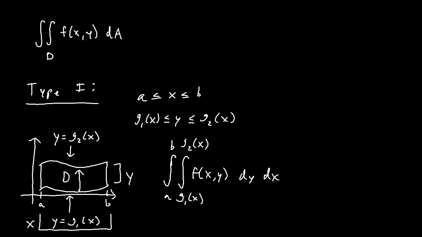Notice that whichever bounds have the variables in them are always going to be on the inside integral, because then we can evaluate the double integral. And the ones that have constants like a and b, which in this case are the x bounds, are always going to be on the outside.